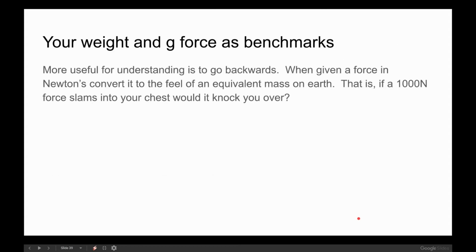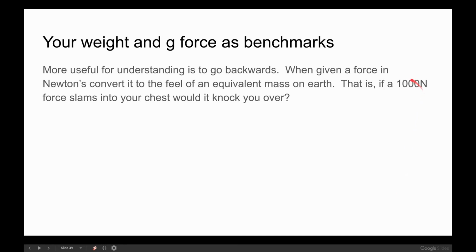This means anytime I give you a force, all you have to do to make it a mass equivalent is knock a 0 off of it, and it will now be in kilograms. Knocking a 0 off is divide by 10, or divide by 9.8 if you're nitpicky. At the start of this lesson, if I said, I'm going to hit you in the chest with 1,000 Newton force, you'd be like, I don't know if I'll feel that or not.